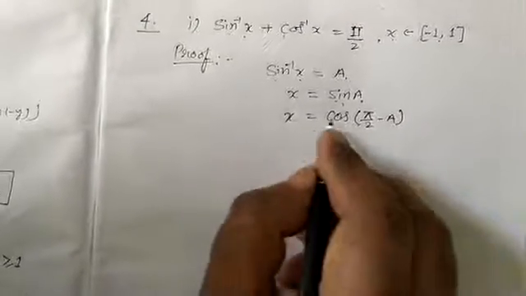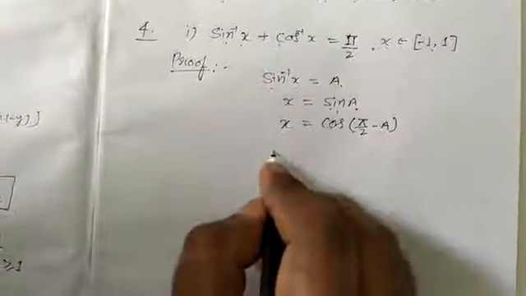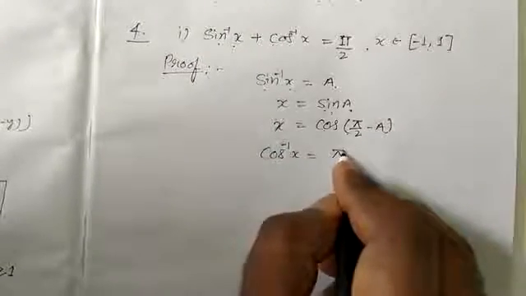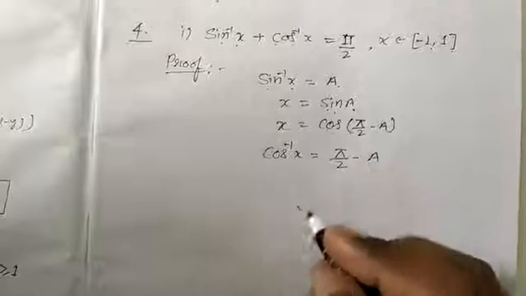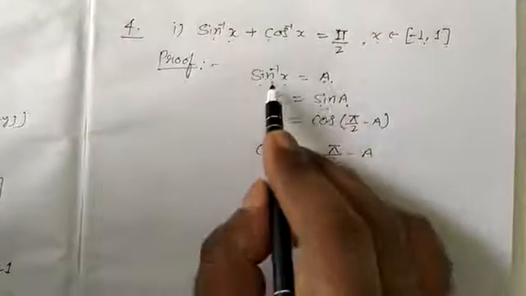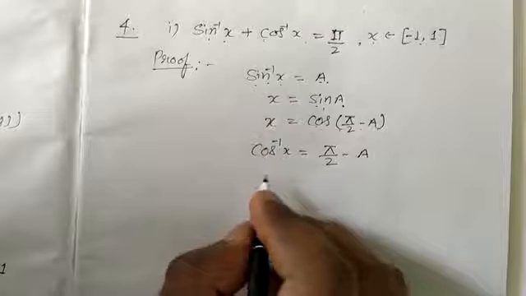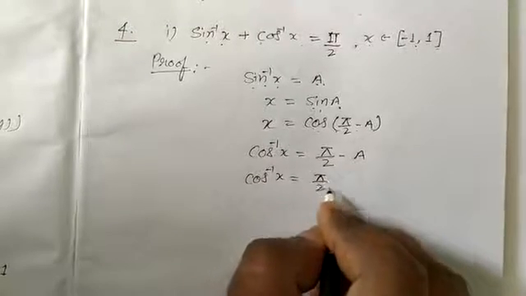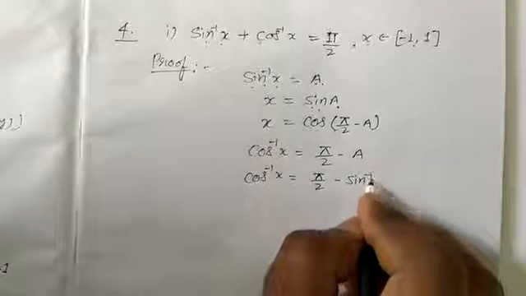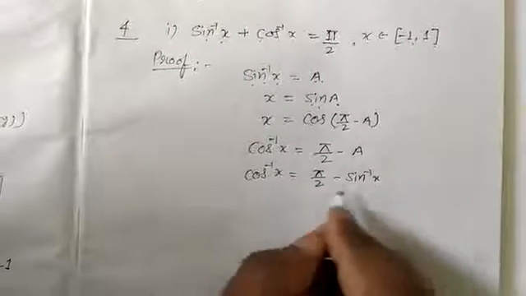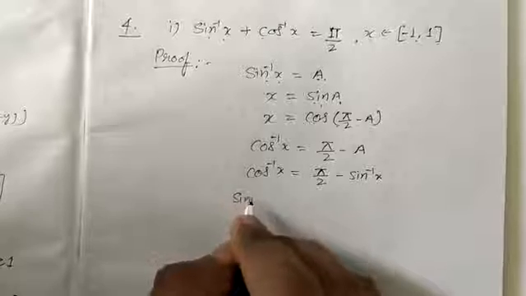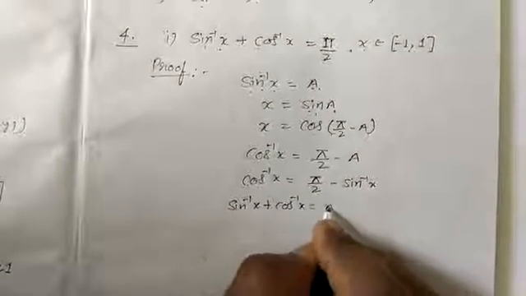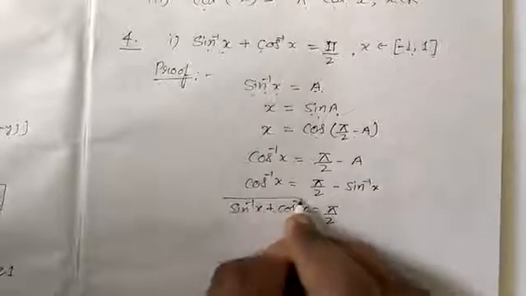Now from here, if cos is transferred to the left side, then it will be the inverse function. Cos inverse x is equal to pi by 2 minus a. Now substitute the value of a, which is sin inverse x. Cos inverse x is equal to pi by 2 minus sin inverse x. Now transfer sin inverse x to the right side. It will be positive: sin inverse x plus cos inverse x is equal to pi by 2. Now this property has been proved.